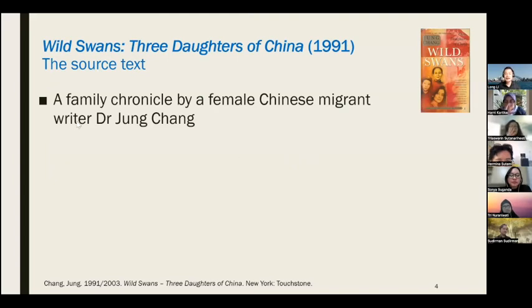So I want to emphasize the genre of family chronicle, because in this type of book, we assume historical truthfulness. It is not fiction. It is family chronicle or autobiography. Therefore, truthfulness is important.